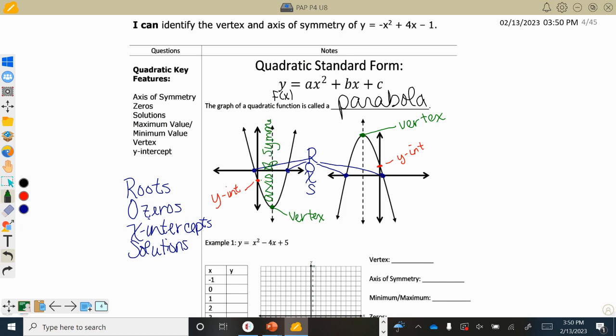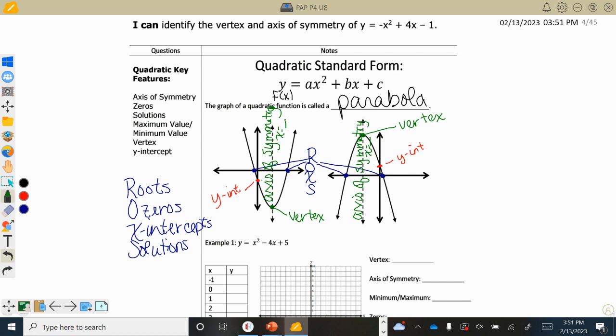When we talk about the axis of symmetry, it's always as an equation, an x equals equation. Okay, so our axis of symmetry. And you notice how both of these parabolas, all of the parts are the same. The only difference is where that vertex is. They all have a vertex. They both have solutions. They both have an axis of symmetry. They both have a y-intercept. The difference is going to be where that vertex is.